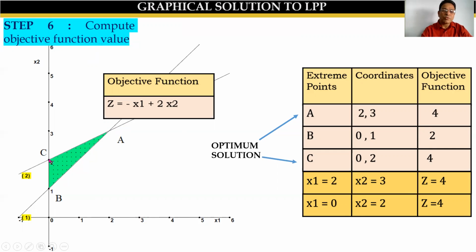For different values of x1 and x2 between A and C, we'll get the value of Z is equal to 4. So these are the optimal solutions, and these are the multiple solutions 1 and 2. Both the solutions are giving Z is equal to 4. So any point on this line AC will give us the value of Z is equal to 4. So this is the multiple optimal solution type of question, where we will get multiple solutions and all the solutions will be optimal solutions.